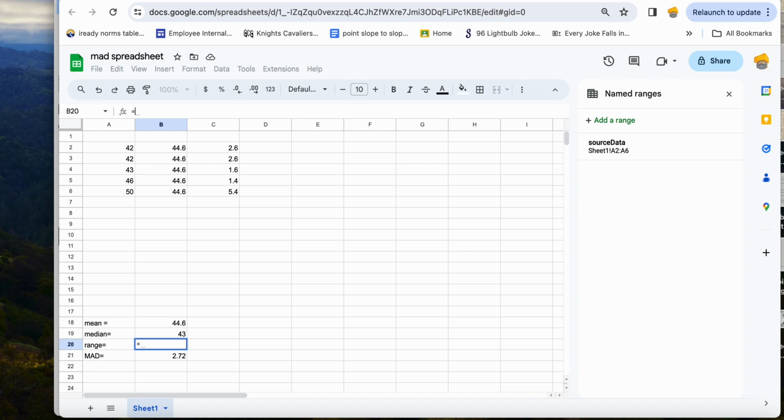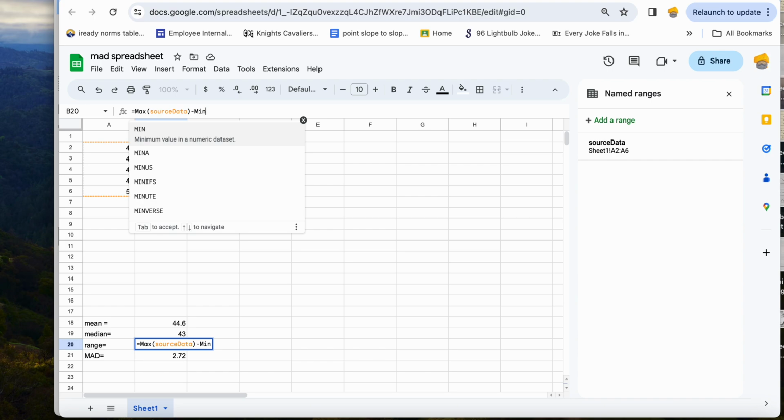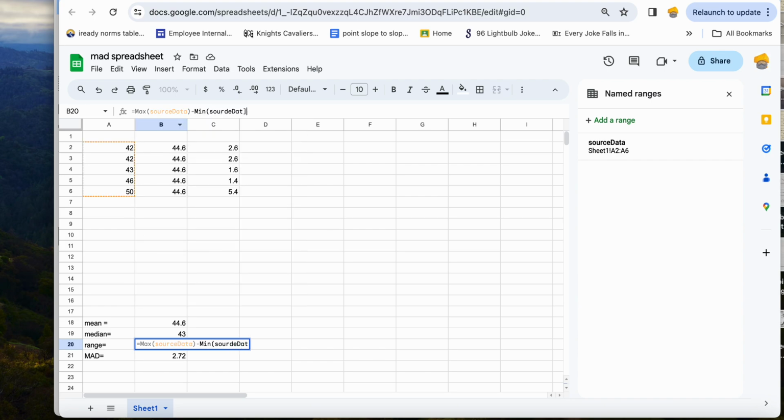Let's try the max of our source data minus the min of our source data. Let's see if that works. We try that, and we still get 8. So if we don't have range, you can just take the maximum value minus the minimum value. That's a nice way to do it, and you get that.